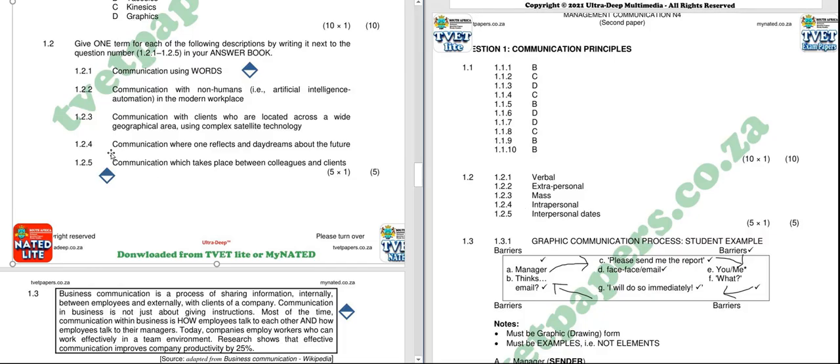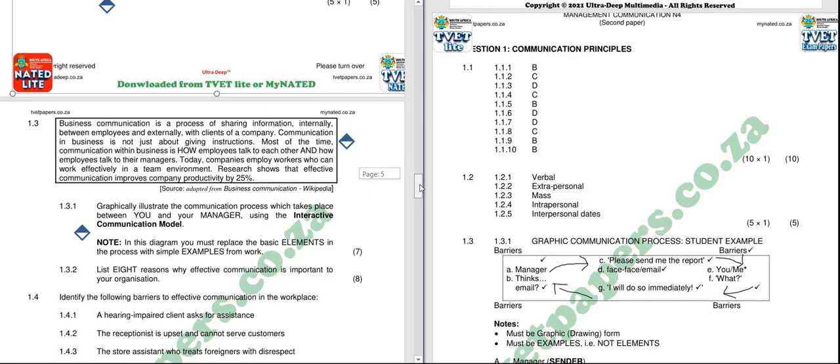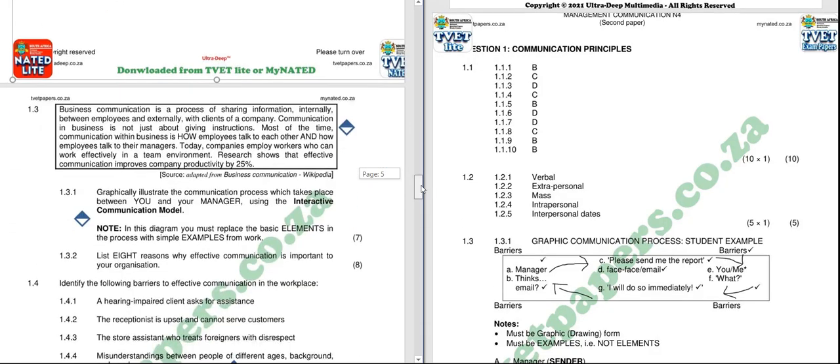Then we've got 1.2.4, communication where one reflects and daydreams about the future. This is intrapersonal communication. 1.2.5, communication which takes place between colleagues and clients. This is interpersonal, which we have on 1.2.5 in the answer section. Then moving on to 1.3, there is information that you need to read before you attempt to answer the question.